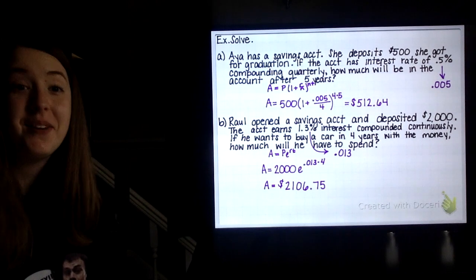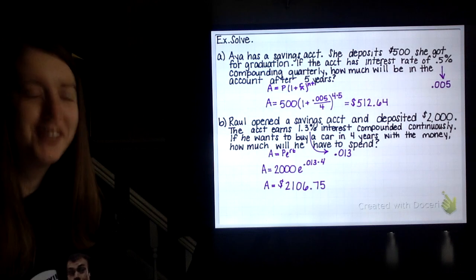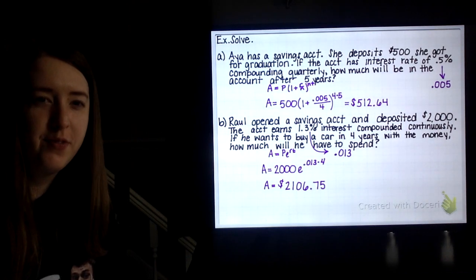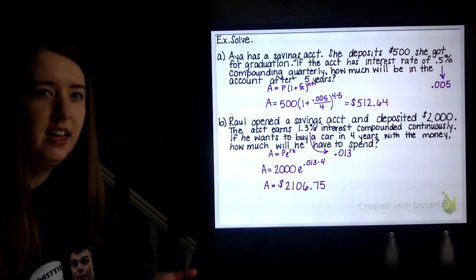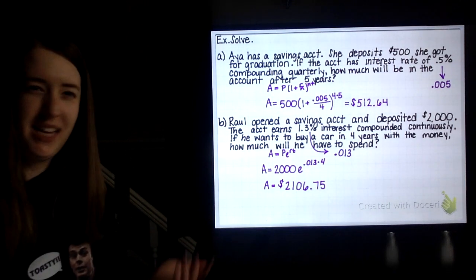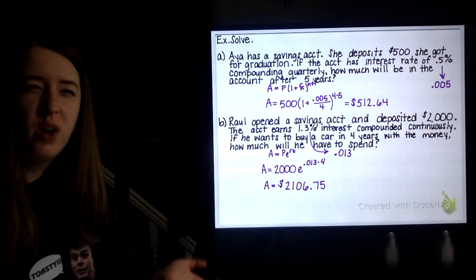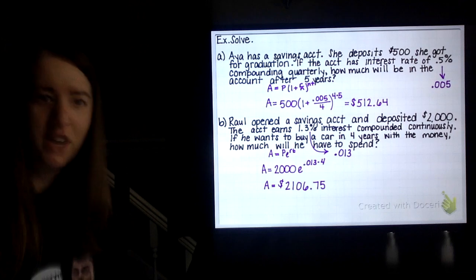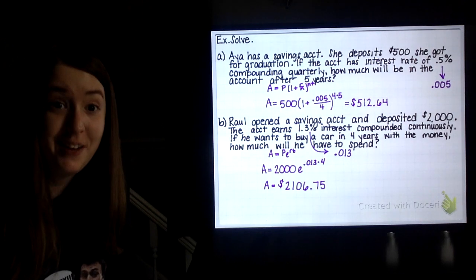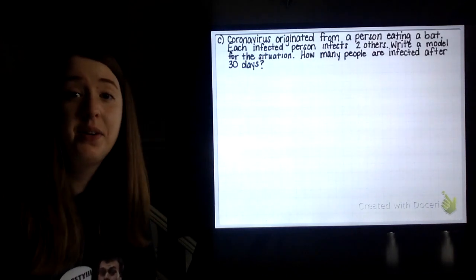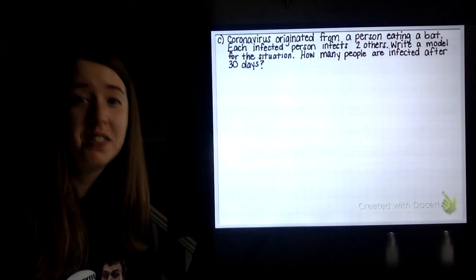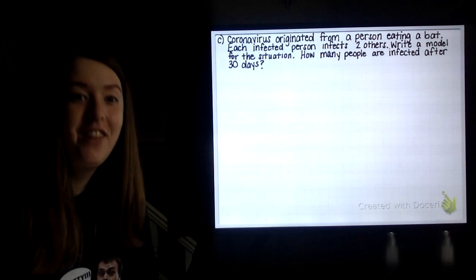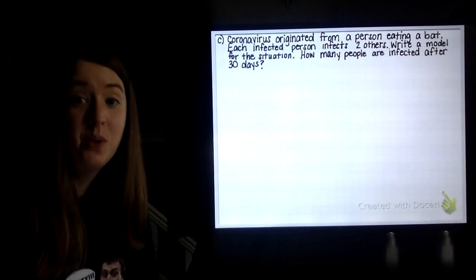Okay, so last thing, because honestly, you can't do exponential functions while you're hiding from society during a pandemic and not talk about it. So we're just gonna real quickly have a conversation about why everybody's trying to stay home. So coronavirus originated from a person eating a bat, right? Cool. So that infected the person.